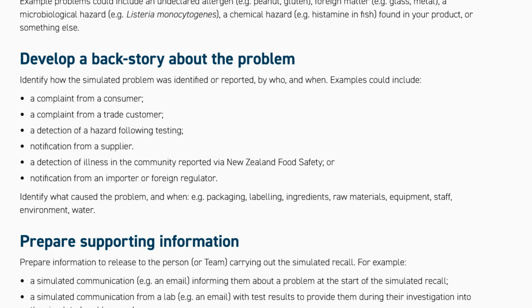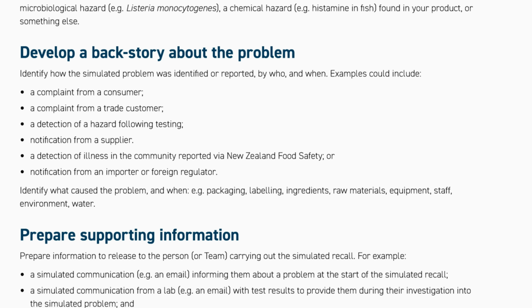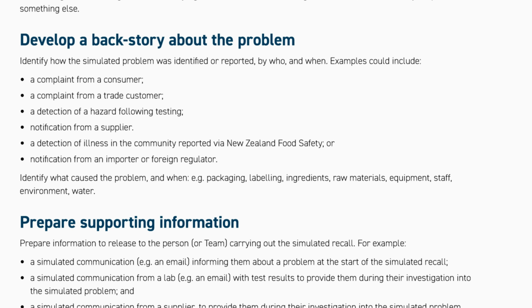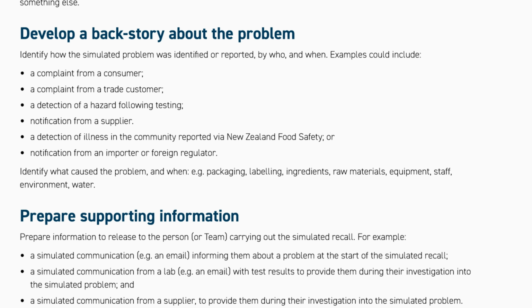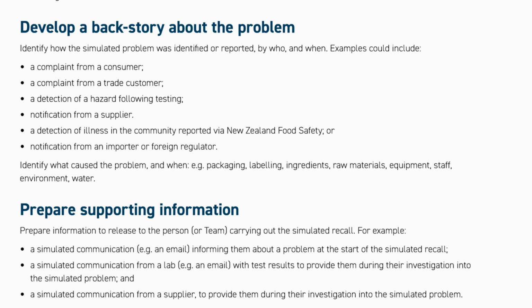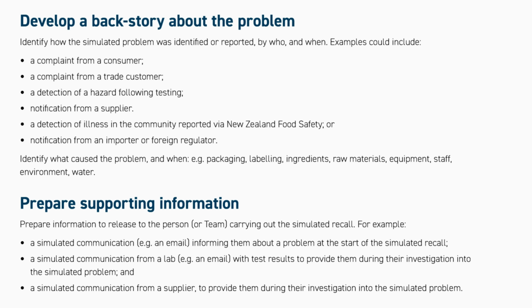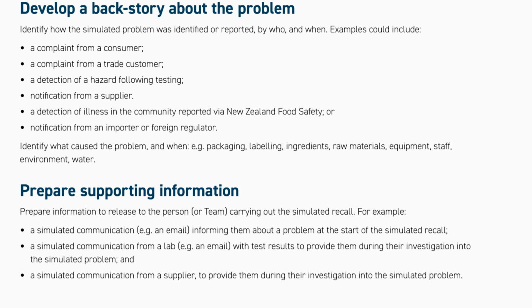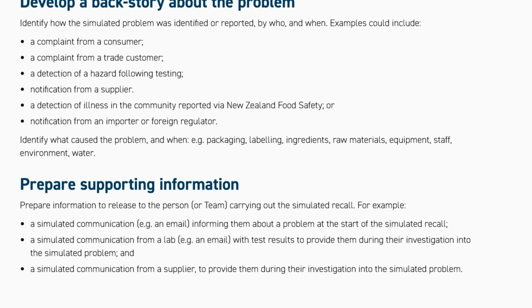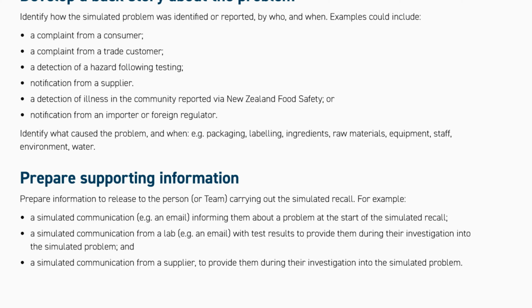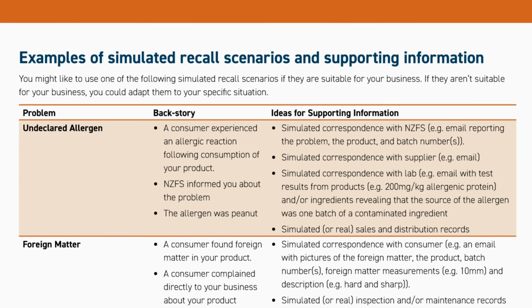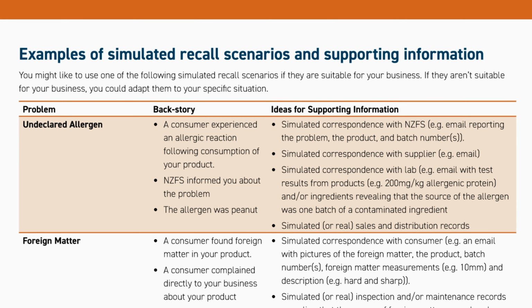For example, a simulated communication, such as an email informing them about a problem at the start of the simulated recall, a simulated communication from a lab such as an email with test results to provide them during their investigation into the simulated problem, and a simulated communication from a supplier to provide them during their investigation into the simulated problem. Examples of simulated recall scenarios and supporting information.